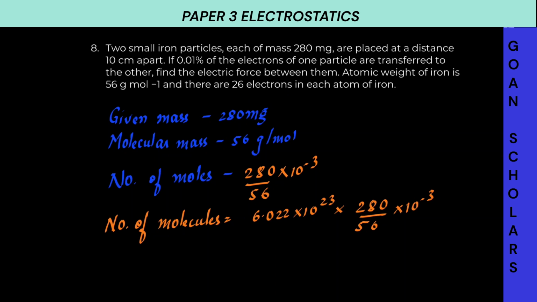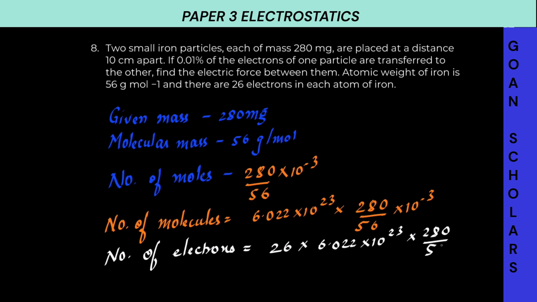Now if this is your number of molecules, each molecule contains how many electrons? 26 as per the question. So what will be the total number of electrons? Number of electrons will be 26 multiplied with these number of molecules. So 6.022 into 10 to the power 23 whole multiplied with 280 upon 56 into 10 to the power minus 3. Correct? These are the number of electrons.